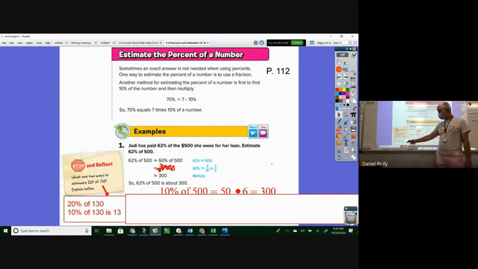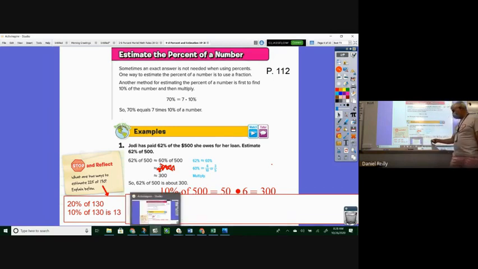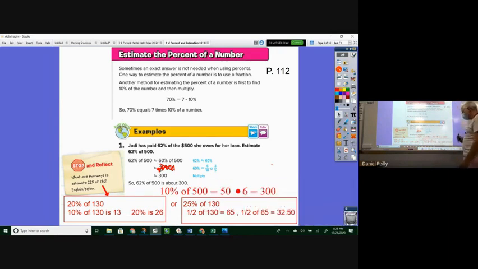10% of 130 is 13, and 20% then would be 26, multiplied by 2, okay? Or you could round 22% to 25% and find a quarter. So half of the 130 is 65, and half of 65 is $32.50.